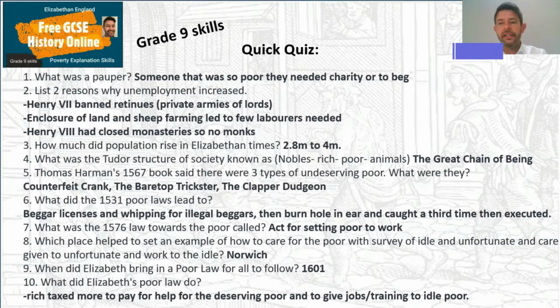So this sets up the 1601 Poor Law really, and Norwich is the place that does this. Do make sure you've got your facts on Norwich, Ipswich and York. You're aware of the different things they did.